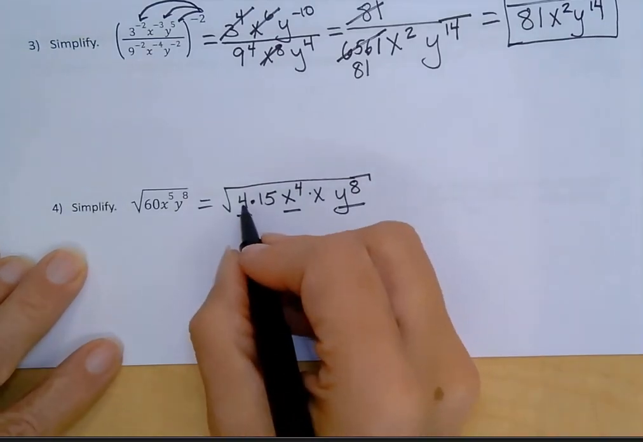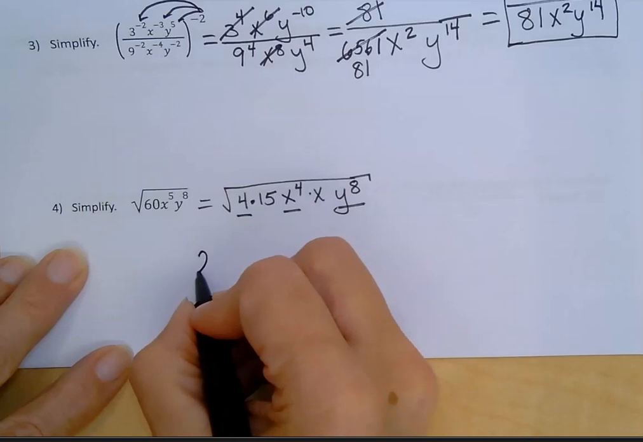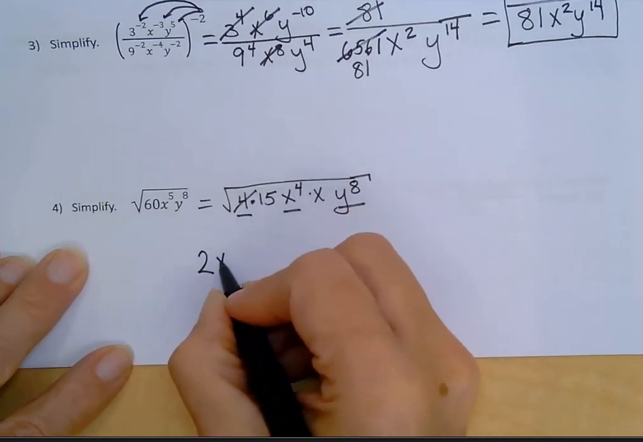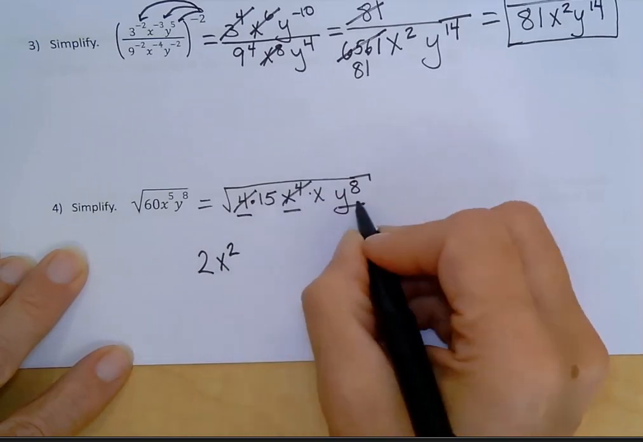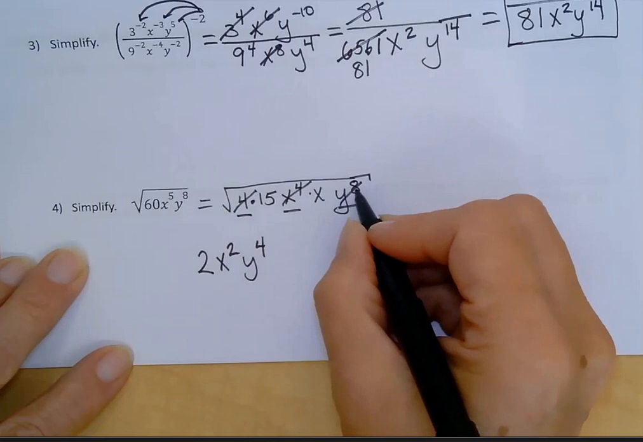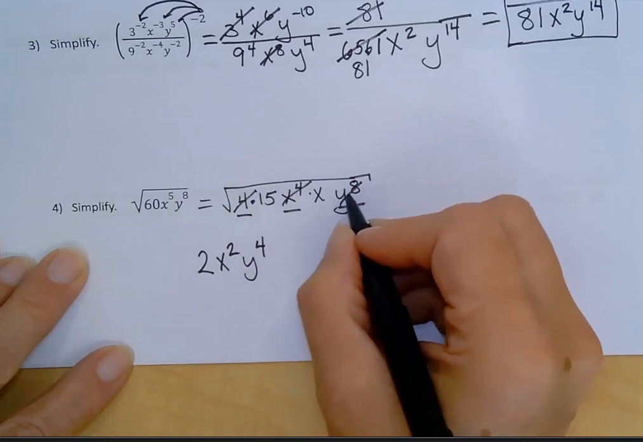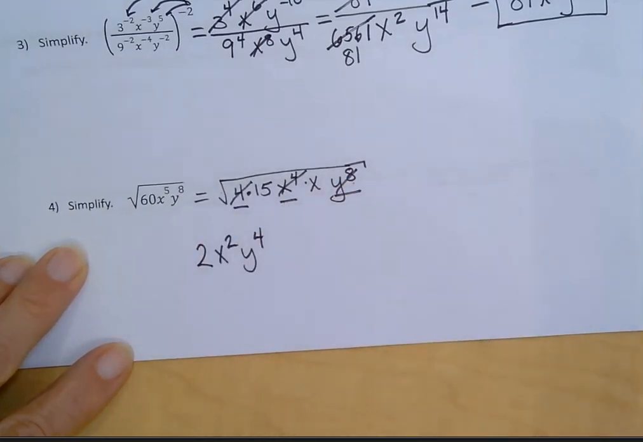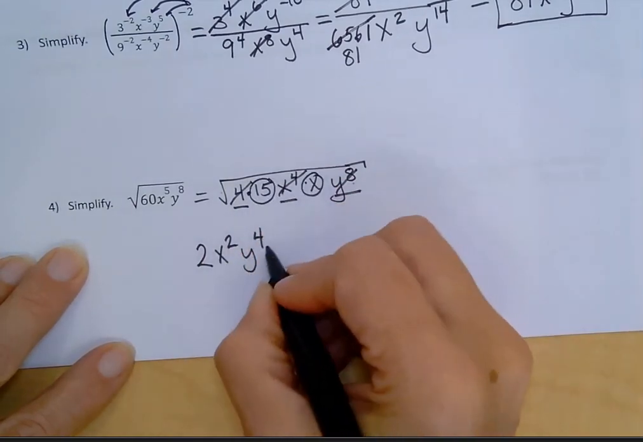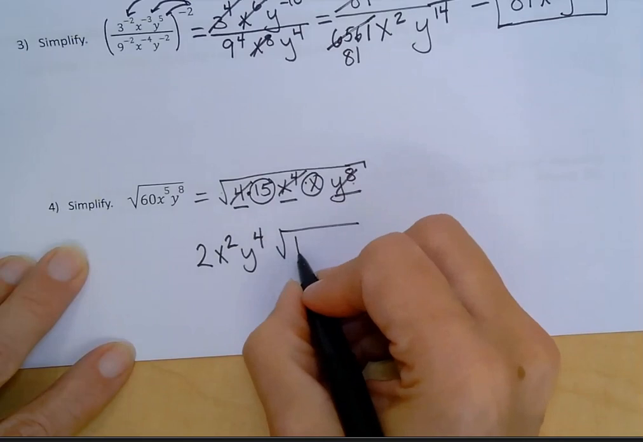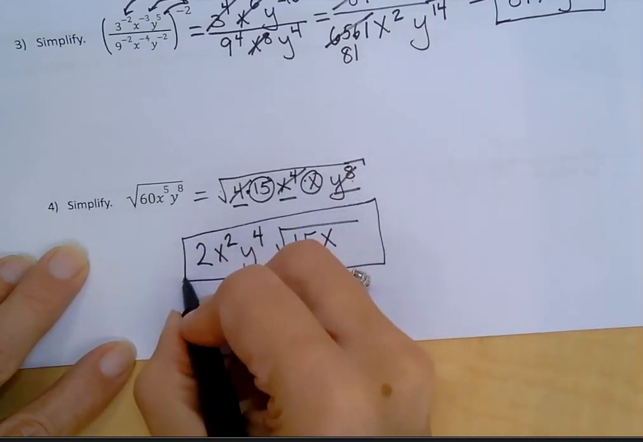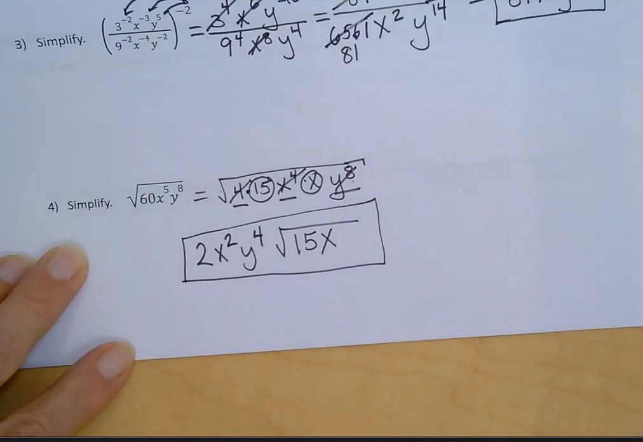So the perfect square 4, if I take the square root of 4, it's 2. If I take the square root of x to the 4th, it's x squared. If I take the square root of y to the 8th, it's y to the 4th. You divide their exponent by your index, which is 2 here. Okay, I'm left with a 15 and an x inside my square root bar, so I keep the 15x in there, and that should be my final answer.